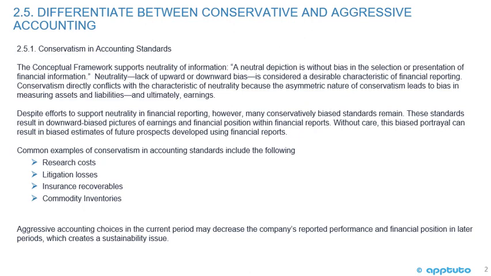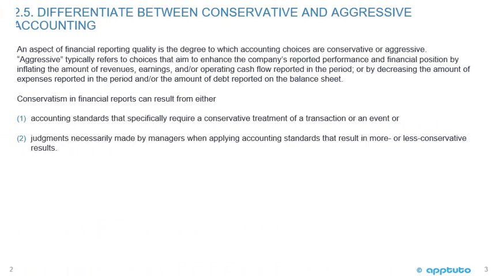Aggressive accounting choices in the current period may decrease the company's reported performance and financial position in later periods, which creates a sustainability issue. An aspect of financial reporting quality is the degree to which accounting choices are conservative or aggressive. Aggressive typically refers to choices that aim to enhance the company's reported performance and financial position by inflating the amount of revenues, earnings, and/or operating cash flow reported in the period, or by decreasing the amount of expenses reported in the period and/or the amount of debt reported on the balance sheet.